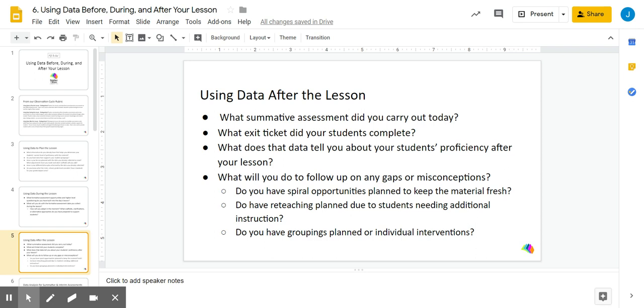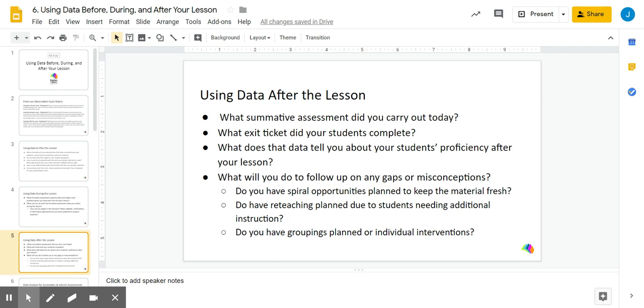When I think about using data after the lesson, I'm really thinking about reflection. So, as a teacher, I'm reflecting on these questions and then deciding how to move forward. So, those questions include: what summative assessment did you carry out today? So, was there a summative assessment of some sort? Did you have an exit ticket? What was that? What did your students do with that?